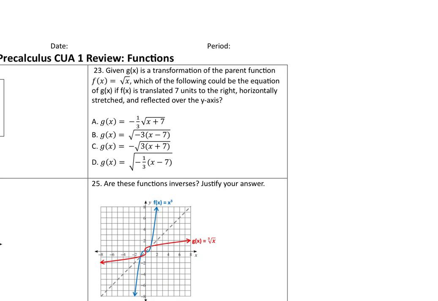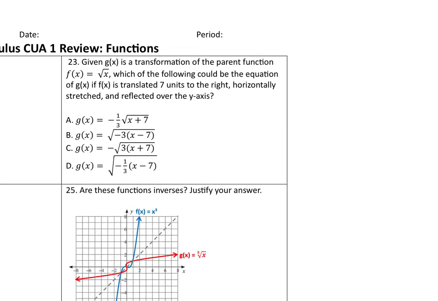For 23, it says g of x is a transformation of the parent function f of x equals square root of x. Which of the following could be the equation of g of x if f of x is translated 7 units to the right? That means I should have an x minus 7 because it's a "girly" thing. So it's not A, it might be B, it's not C, might be D. Let's keep reading.